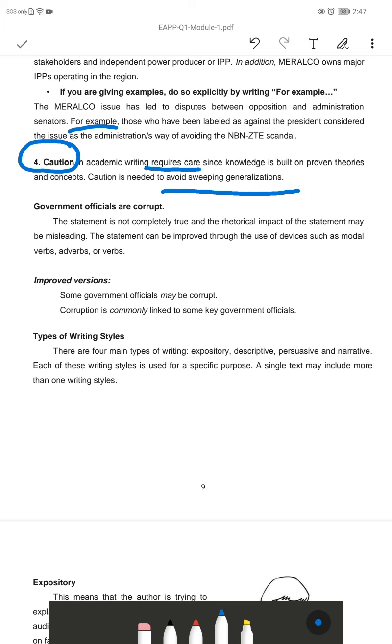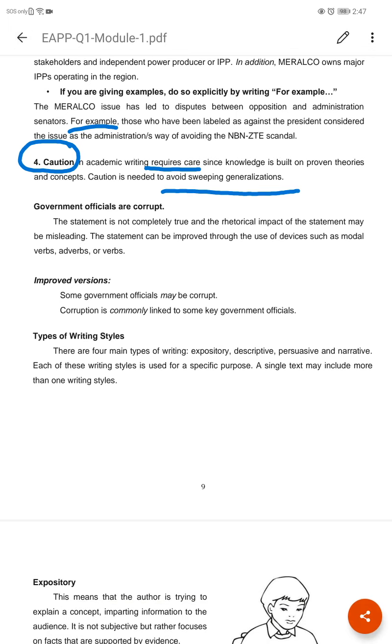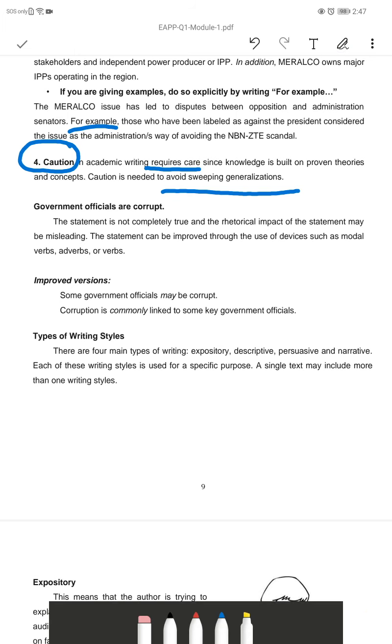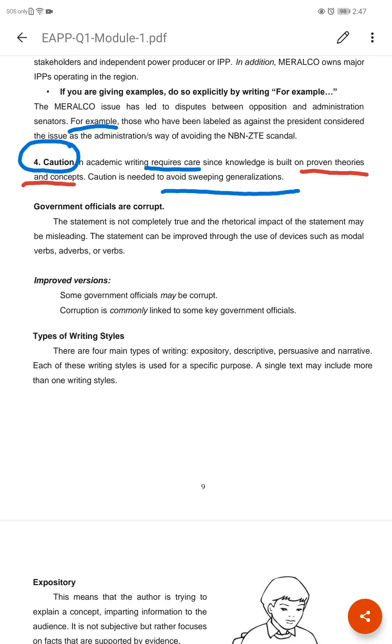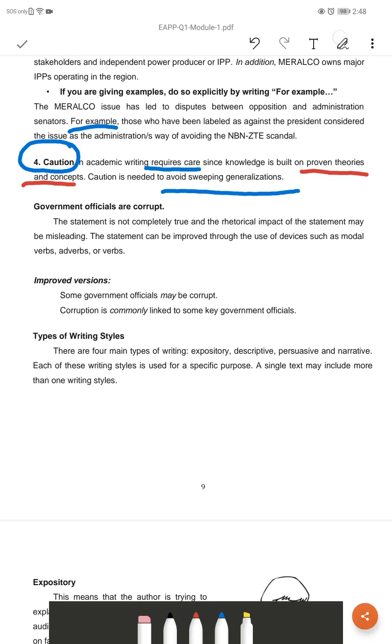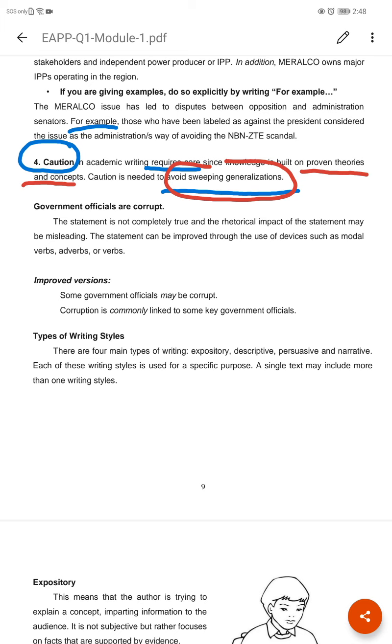So simply put, guys, since we're writing an academic text, a text that is being used in schools, you should make sure that what you put in your text are based on proven theories or concepts, meaning they are factual. So, you should avoid making sweeping generalization. When we say sweeping generalizations, these are general sentences or general conclusions that we make.